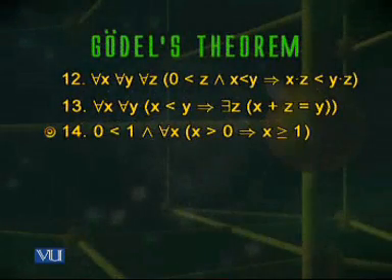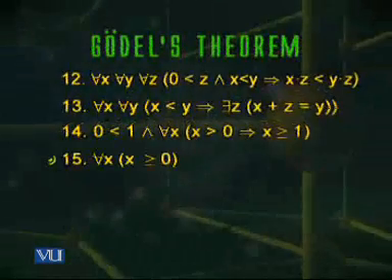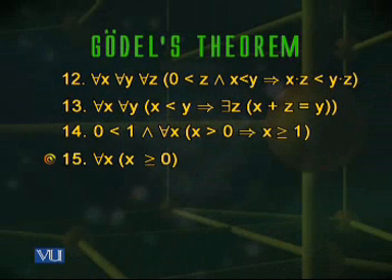That says that 0 is less than 1, and for every x, if x is greater than 0, then x is greater than or equal to 1. So this axiom says that 0 and 1 are different integers, and there is nothing in between these two integers, and all other integers are larger than 1. Let's look at the last axiom. It says for all x, x is greater than or equal to 0, so 0 is the smallest natural number.